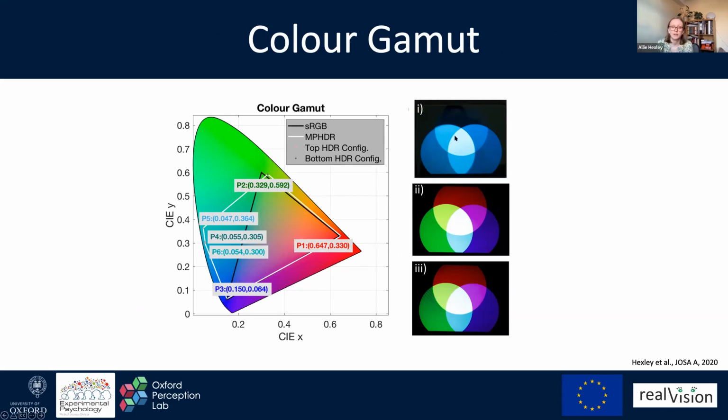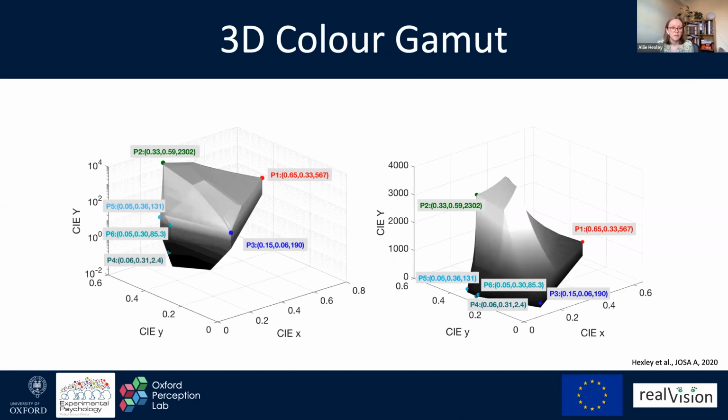And here I'm just showing photographs of the display when only the top projector is switched on, the bottom projector, and both are switched on, just so you can see the differences caused by the different spectral outputs of the 2 projectors. And here's the 3D color gamut of the MPHDR with both a log and linear luminance axis in CIE xyY space. And you can see the peak luminance output of the display at the sweet spot is some 3,200 candela per meter squared.